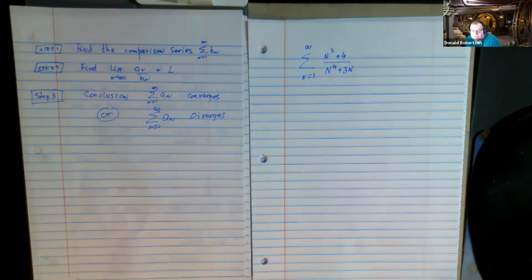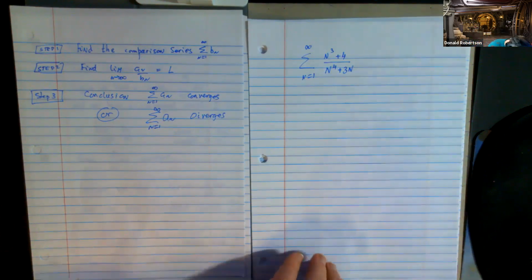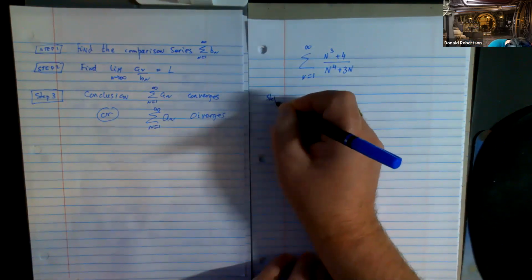Here is a series. I would like to know, does it converge or does it diverge? That's all we're going to ask you for. And we're not going to ask you what does it add up to if it converges or not. So you're only going to have a dot that says converge or a dot that says diverge. And our job is to find which. So let's look at step 1.